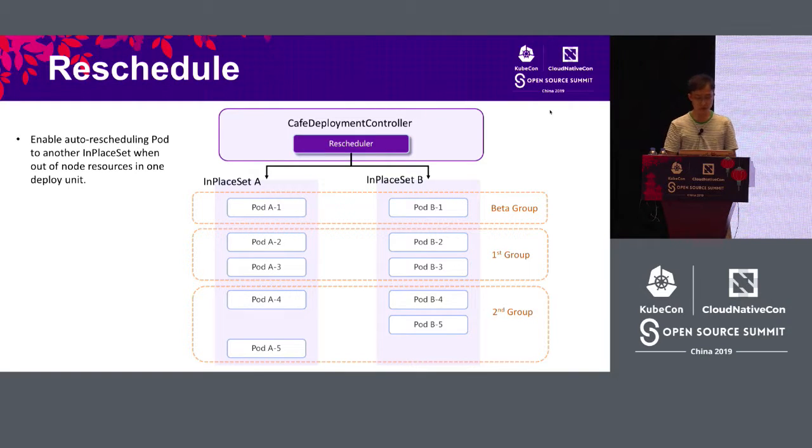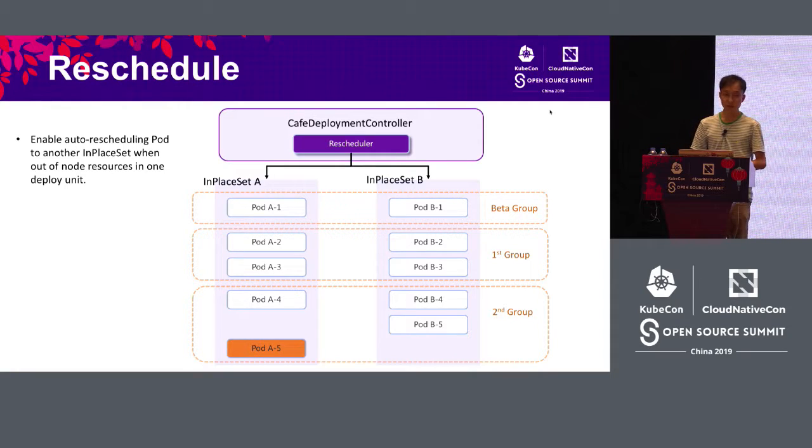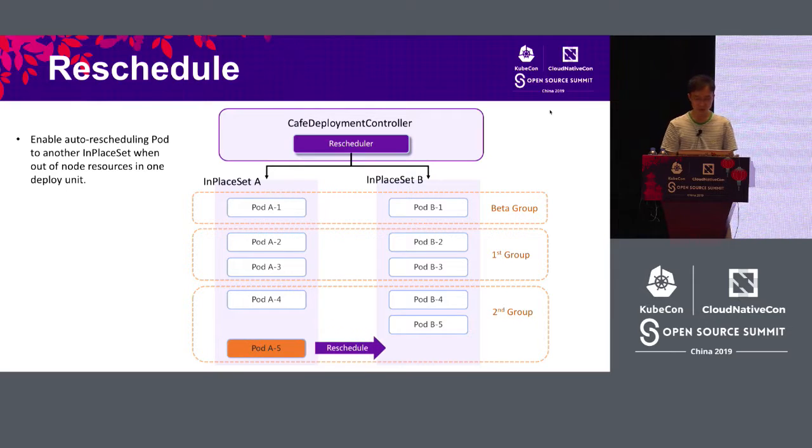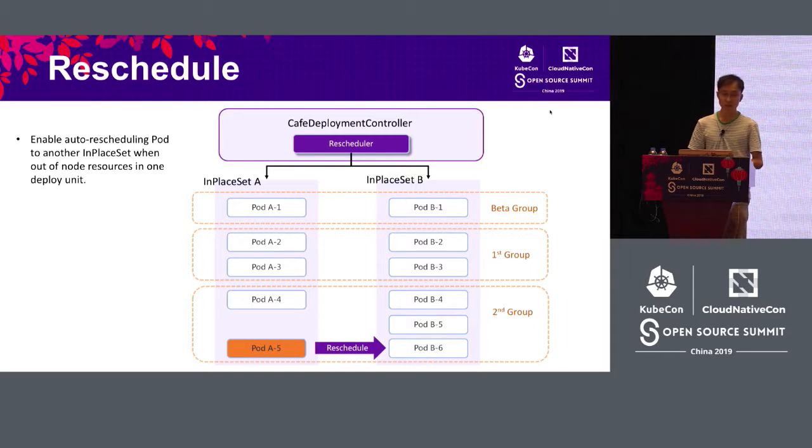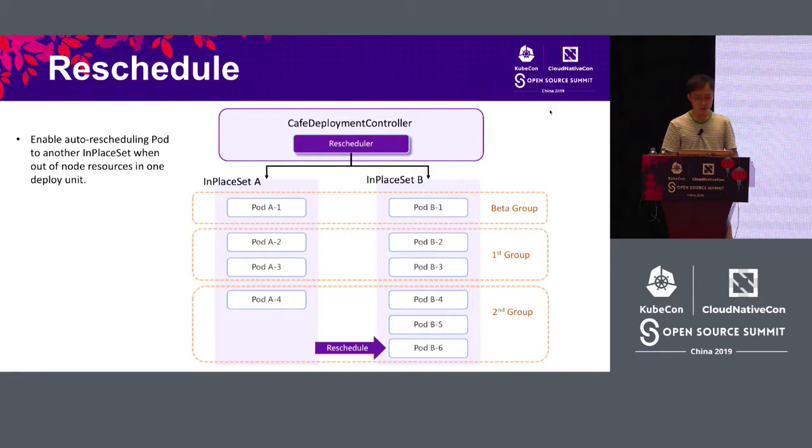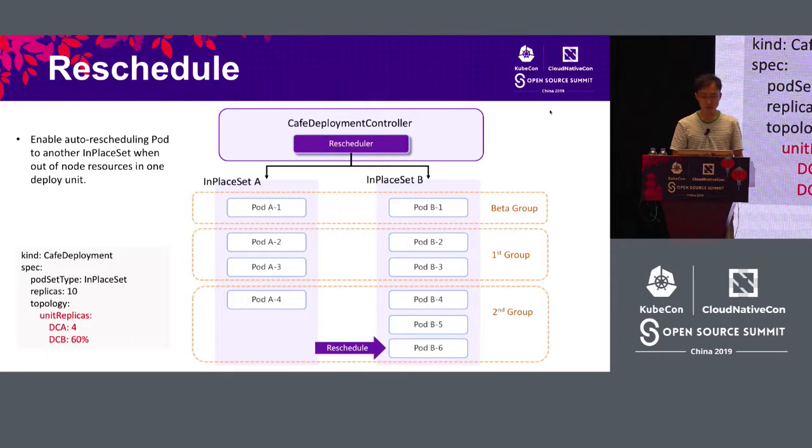During the deployment process, we might find that in-place set A does not have enough resources, and then maybe one pod cannot be created. So we have the rescheduling mechanism, and it will be automatically rescheduled to the other in-place set. Some customers can close this configuration if they don't need it.